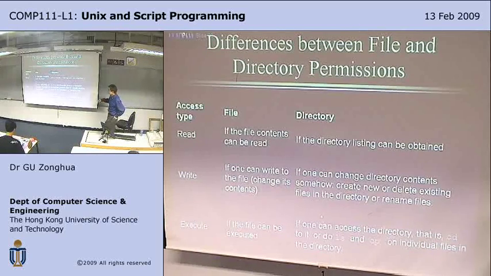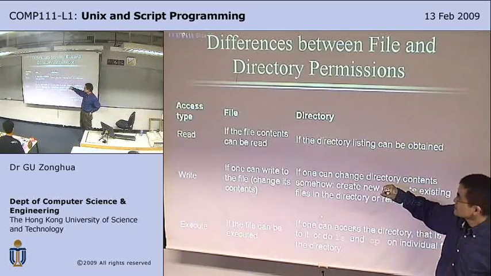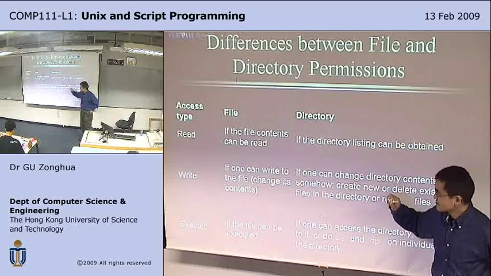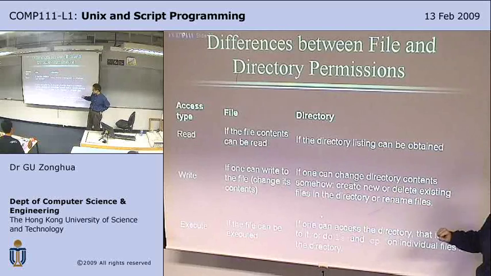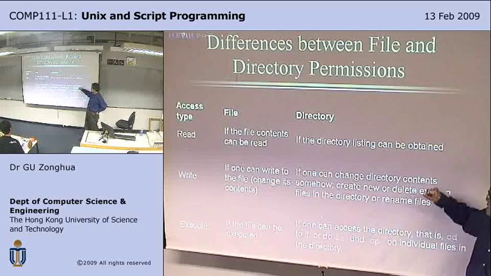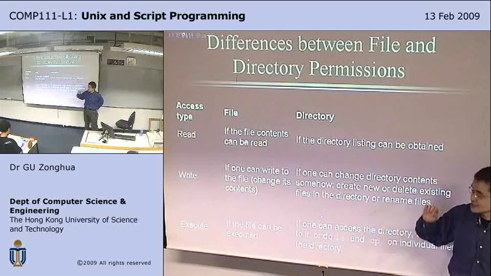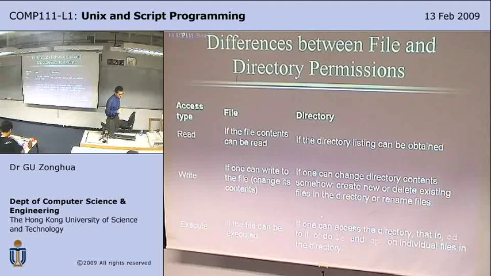So read, write, execute are obvious for files. So if the file can be read or written to or executed. For directories, read means that you can list the directory or not. List the directory contents for ls or not.